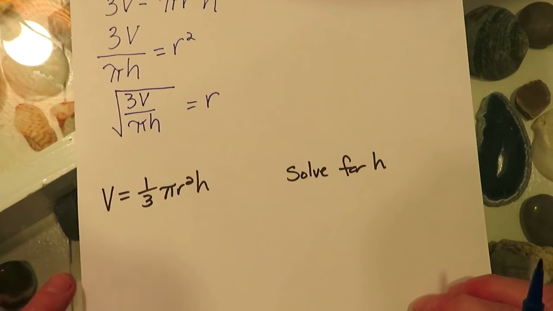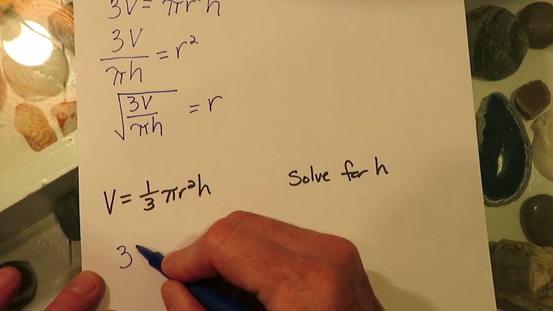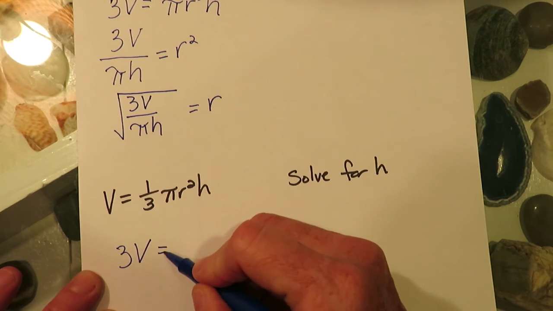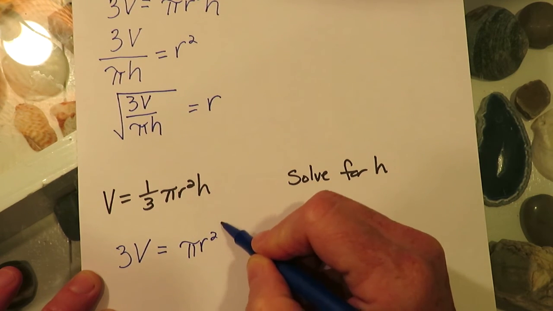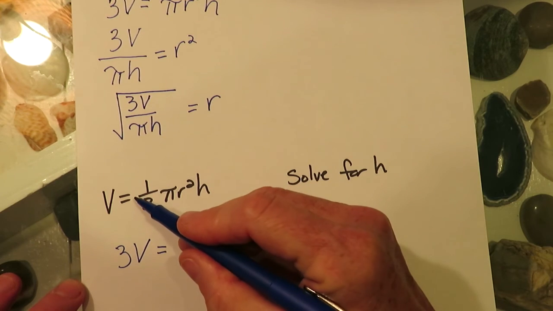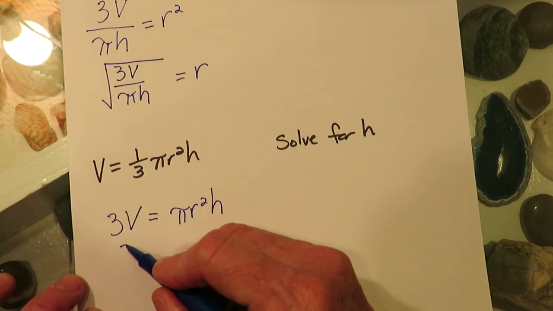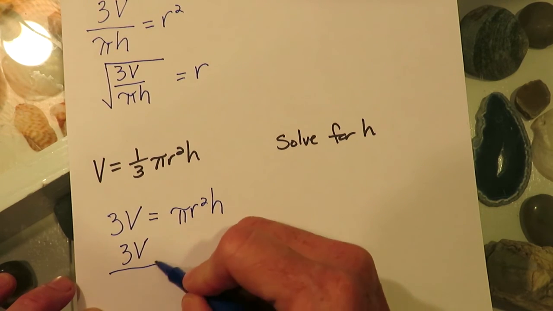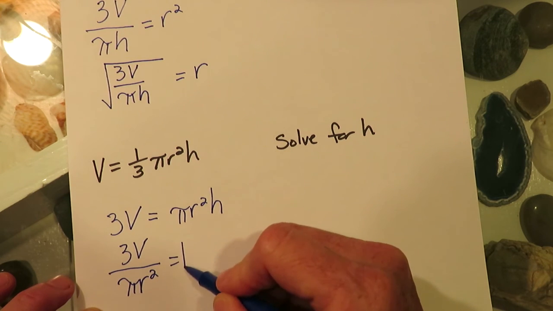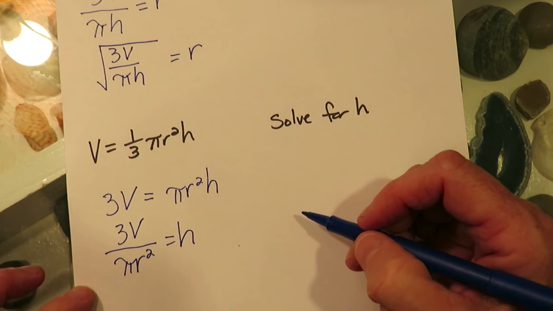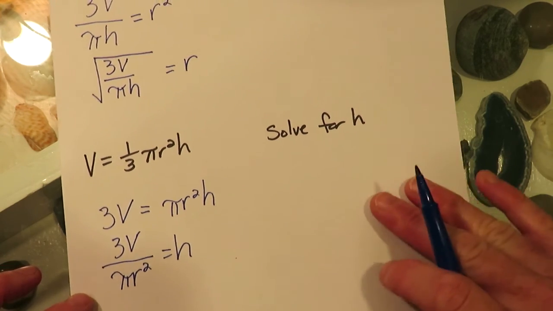I could take that same formula and be interested in the height, and so start off the same way, get rid of the 1/3 multiplying pi r squared h by multiplying both sides by 3. So multiplying by 3 cancels division by 3, and then to get h by itself, divide by what's multiplying the h. So pi times r squared was multiplying h. And there you go, 3 times the volume divided by pi times r squared will give me the height.